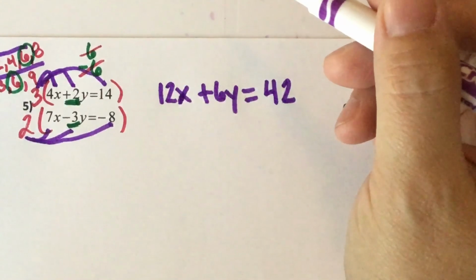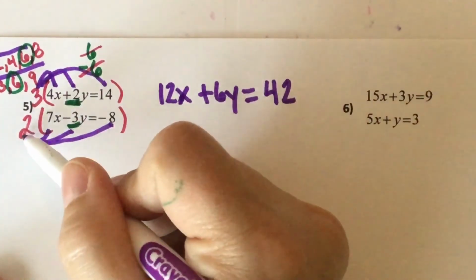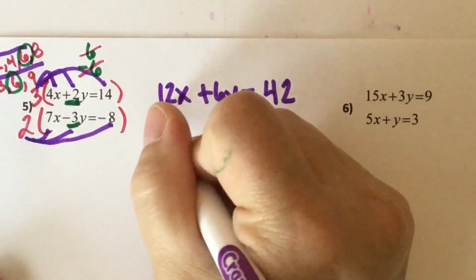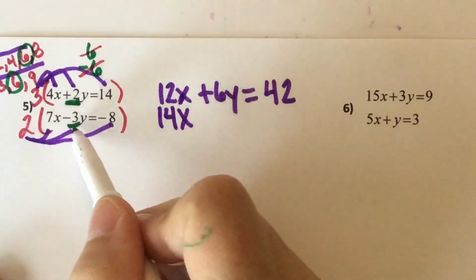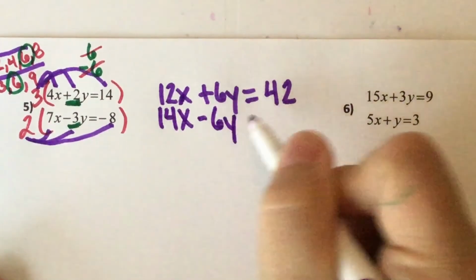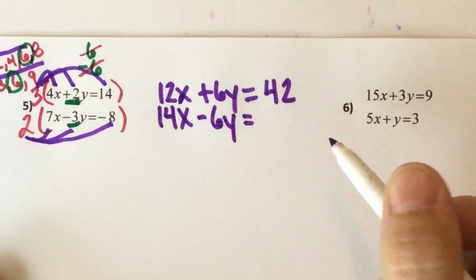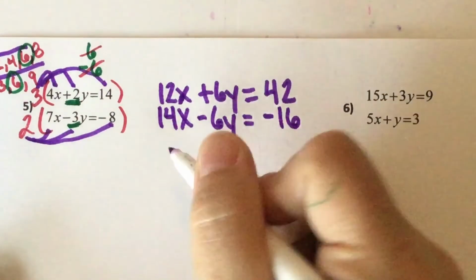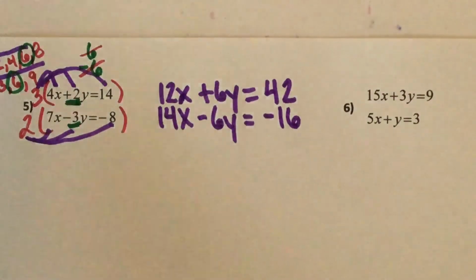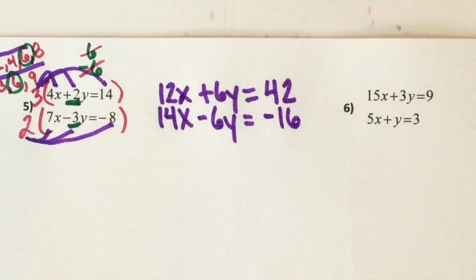Okay, bottom equation. 2 times 7x makes 14x. 2 times negative 3y makes a negative 6y. And 2 times negative 8 makes a negative 16. So now look, is it elimination ready?